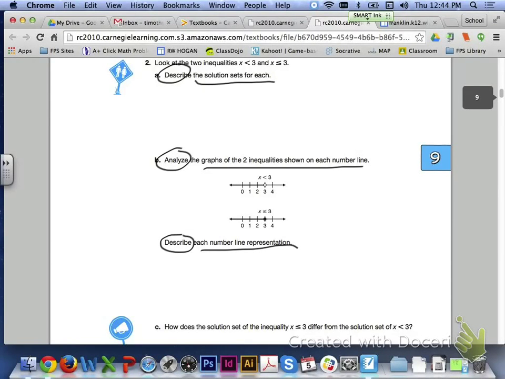Let's take a look at number 2 on the top of page 611. And again, we are looking at two different inequalities. This time x is less than 3 and x is less than or equal to 3. For letter A, describe the solution sets for each. B, analyze the graphs of the two inequalities shown on each number line and describe each number line representation. And finally, for letter C, how does the solution set of the inequality x is less than or equal to 3 differ from the solution set of x is less than 3?